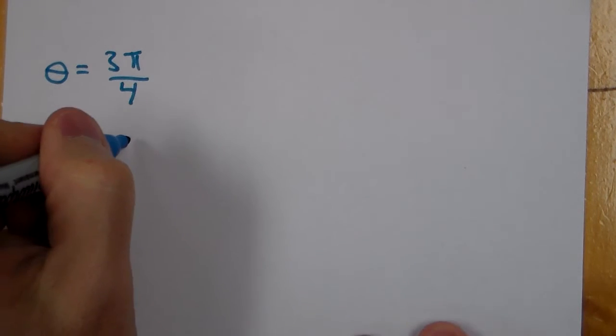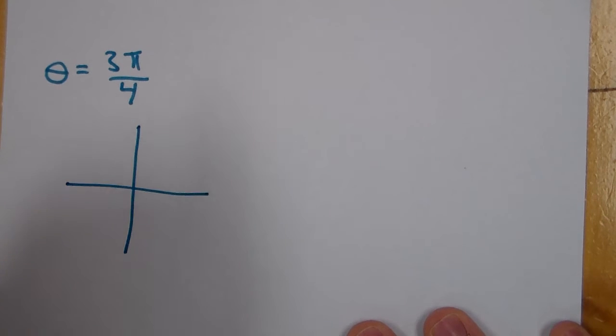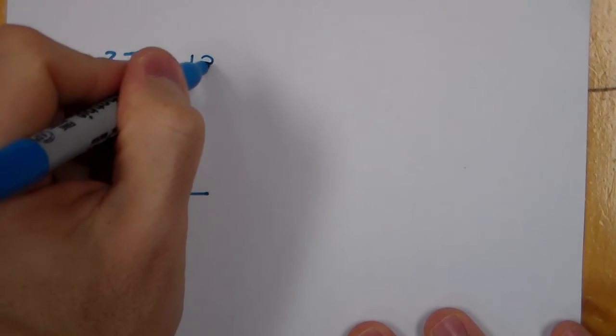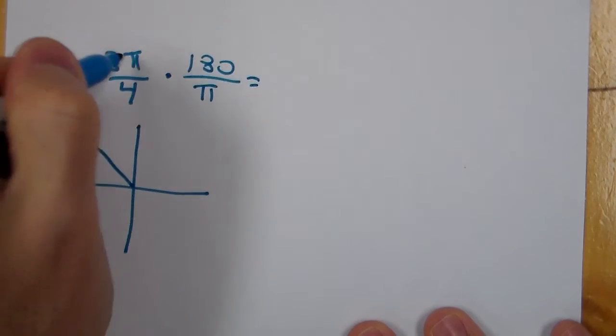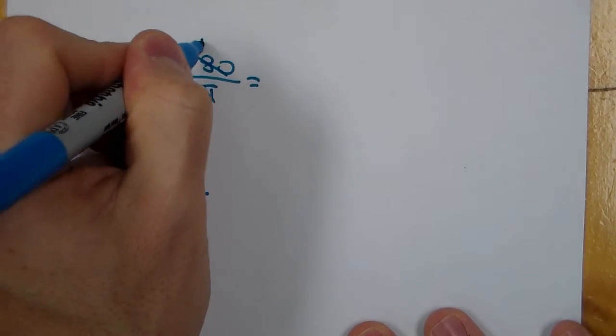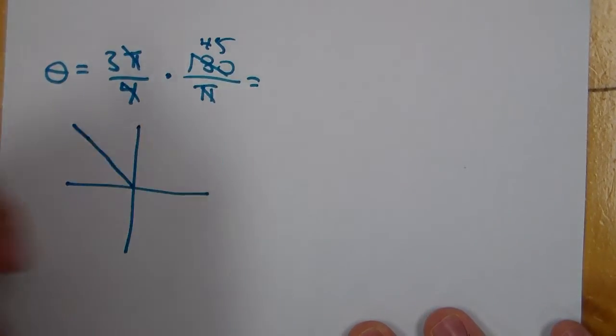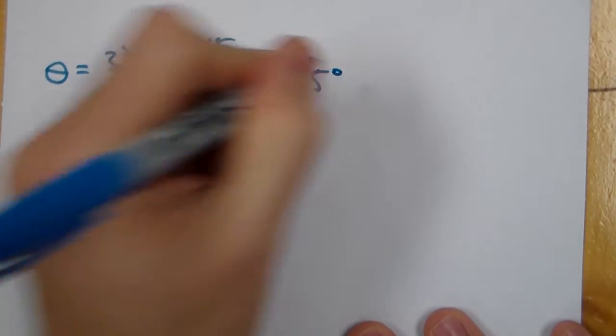We have 3 pi over 4. 3 pi over 4 is a pi over 4 short of pi, because that'd be 4 pi over 4. It's going to be quadrant 2. But again, if that's not working, convert it. We do 180 over pi. This comes out to be 3 times 45, or 135 degrees.